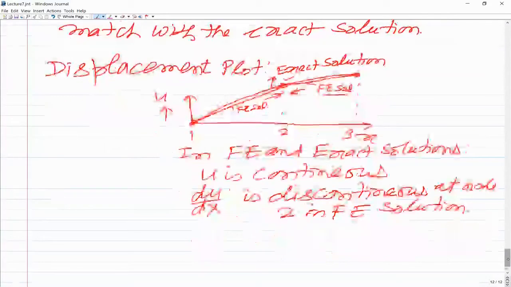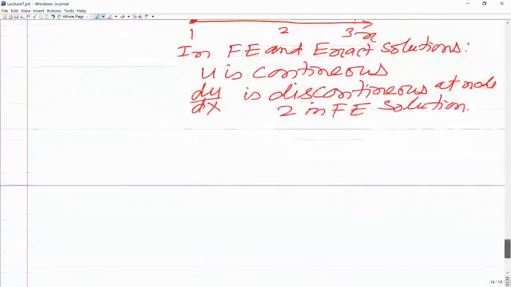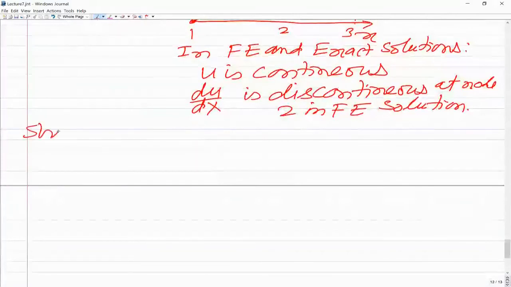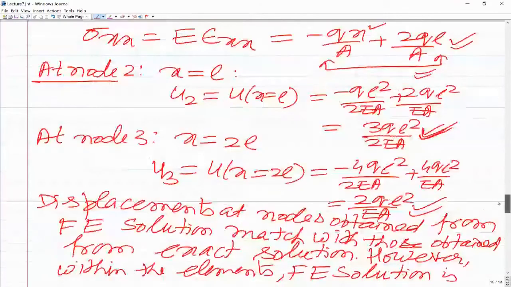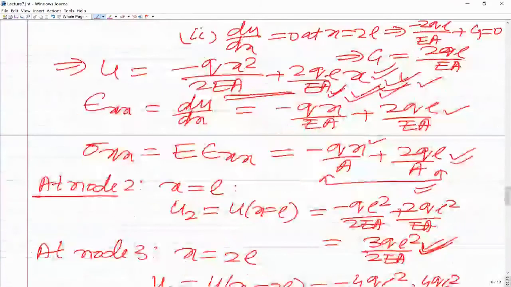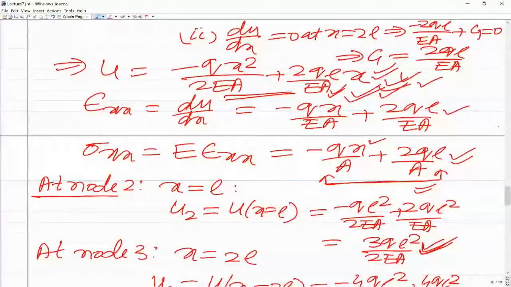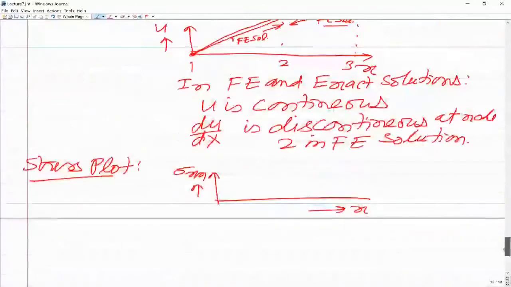Now similarly, let me show you the stress plot. If I look at how the stress plot is coming from these two solutions, this is the length, and this side we are taking sigma xx, and this is the x coordinate. If you look at the FE solution, we have got the stress here, which is a linear function of x. At x equal to 0 it is going to be 2ql by a, and at x equal to 2l it is going to be actually 0. So that is the plot you will get.